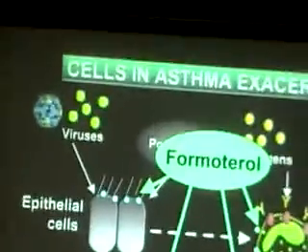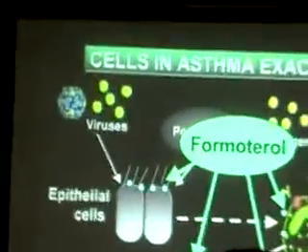exacerbation. What happens if you give formoterol? What formoterol does is it comes and blocks this, and so this cannot excite the mast cells, and I will come to that again. It definitely bronchodilates, and it also has an effect on plasma leakage.